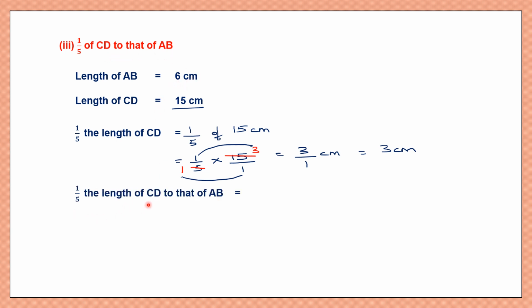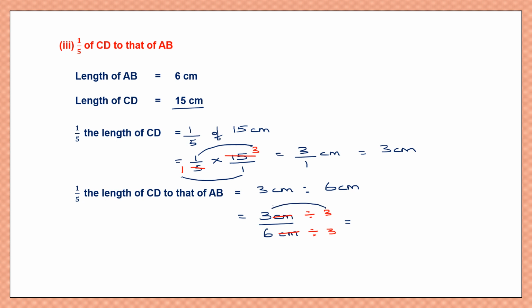So 1/5 the length of CD to that of AB will be, now 3 centimeters is to AB is how much? 6 centimeters. Now let's put this in the form of a fraction because we are asked to do that in the question. So this is 3 centimeters by 6 centimeters. We can cancel centimeters. Now divide 3 and 6 by a common factor to reduce it to the lowest term. And the common factor is 3 in both the cases, isn't it? 3 can divide both the numerator and denominator.